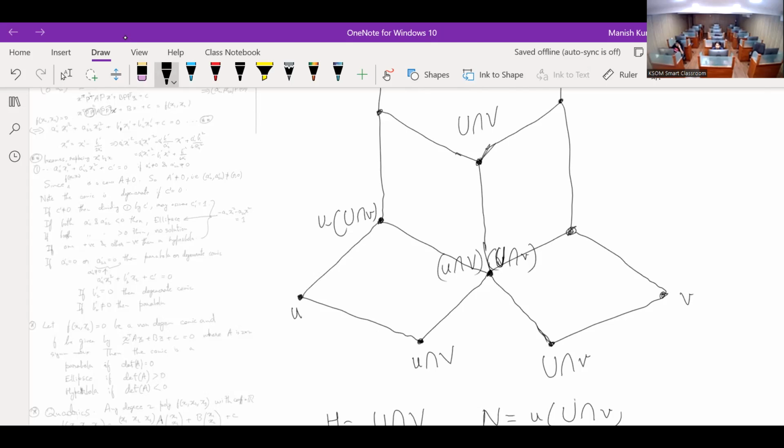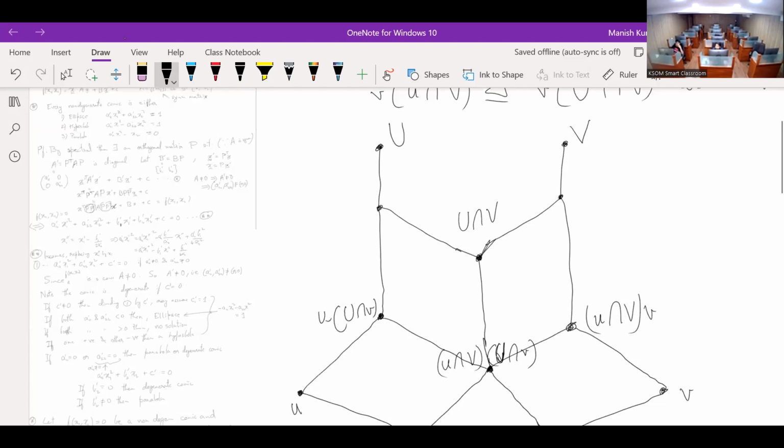And the product of these two is going to be U intersection V. Sorry, this is capital V. The first factor times V, because V contains the other factor. And this should be the product of these two. So what is the product of these two? U and U intersection V.